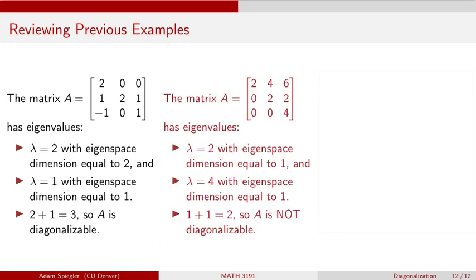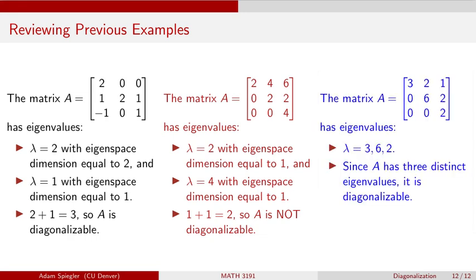However, it could. So here was an example matrix A which was upper triangular, where the first column was 2, 0, 0, the second column was 4, 2, 0, and the third column was 6, 2, 4. So this matrix had eigenvalue lambda equals 2 with multiplicity 2, and the dimension of that eigenspace was 1. So right away, I can see that this eigenspace dimension was not equal to the multiplicity of lambda equals 2, so this matrix was not diagonalizable.